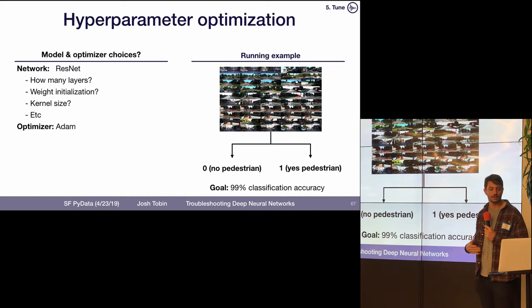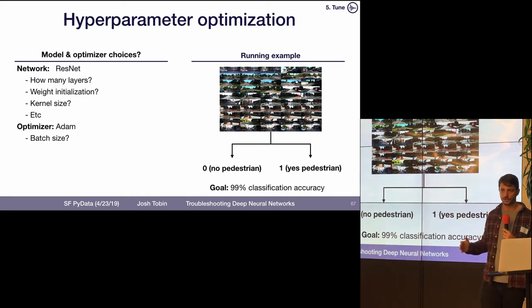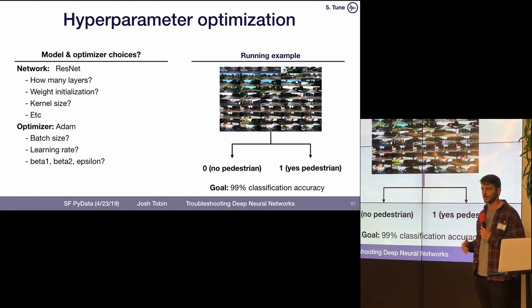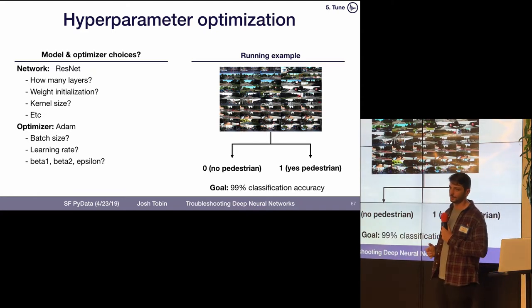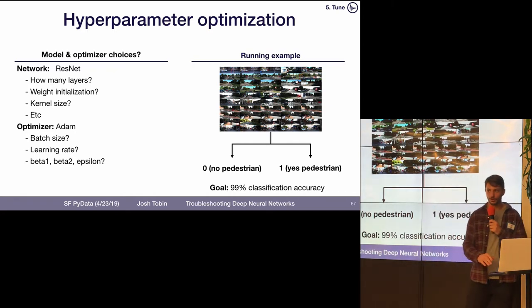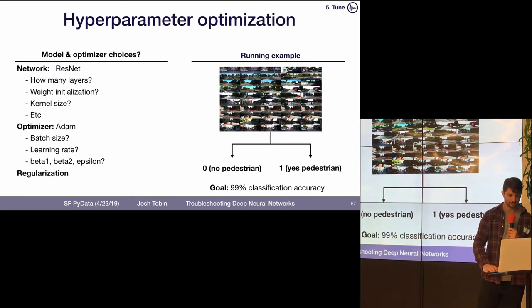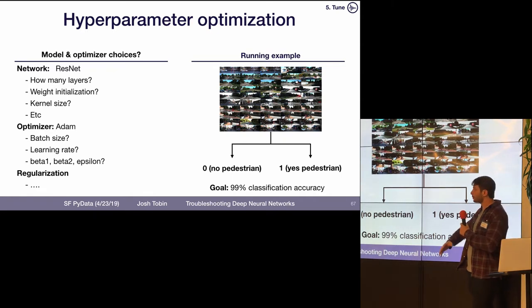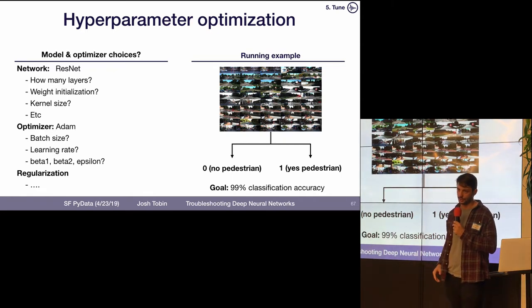And then for our Adam optimizer, is that even really the right optimizer? And if it is, how big a batch size should we use? What learning rate should we use? And what about these other weird beta parameters for Adam that no one even really knows what they mean? Regularization, maybe we should have some of that, right? There's a proliferation of different hyperparameters that we could tune.